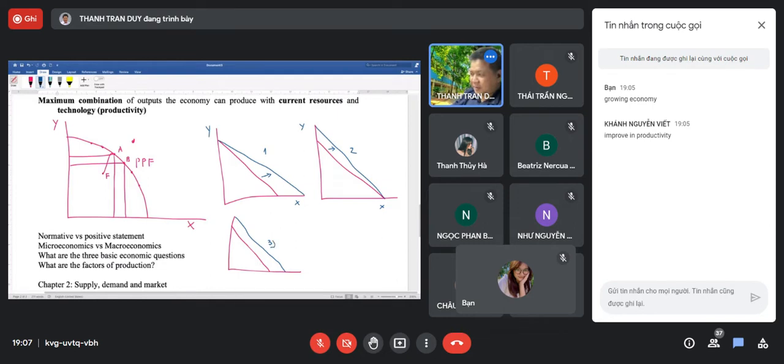Increase in resources is diagram 3. If you have more resources, the curve shifts to the right. It's diagram 3, not 1 or 2. Because in diagram 3, you have more resources, right? And you can produce more. So if you have more resources, it will be 3. However, for 1 and 2, the reason is not that. Anyone?